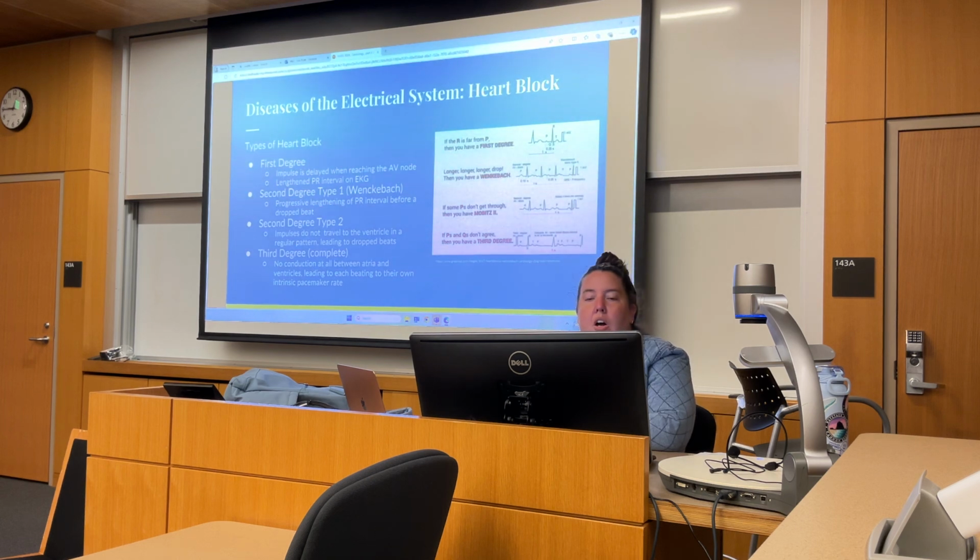All right, types of heart block. So, again, there are 4 types of heart block: 1st degree, 2 types of 2nd degree, and a 3rd degree.